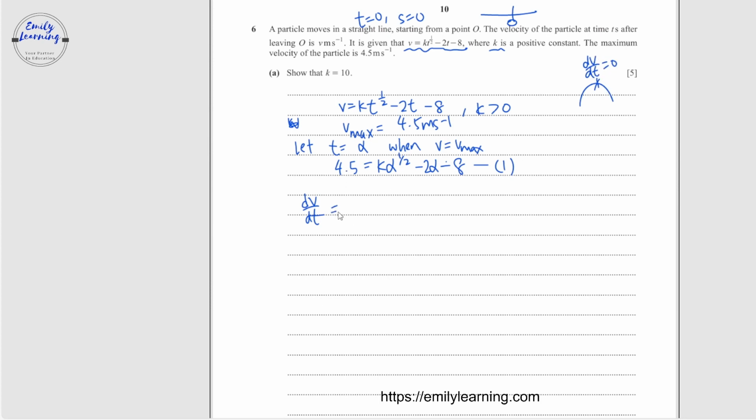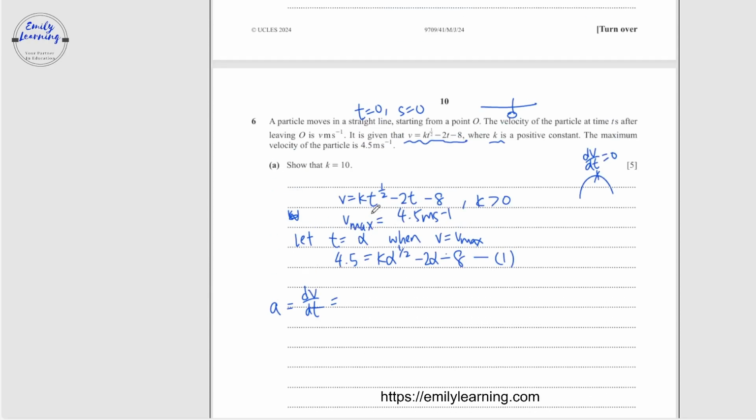So let us differentiate v. When I differentiate v, I get a. Do I need a later on? Not really, but it's okay. So dv/dt is equals to half k t to the power of minus half, minus 2. When dv/dt is equals to 0, I know that half k t to the power of minus half minus 2 is equals to 0.